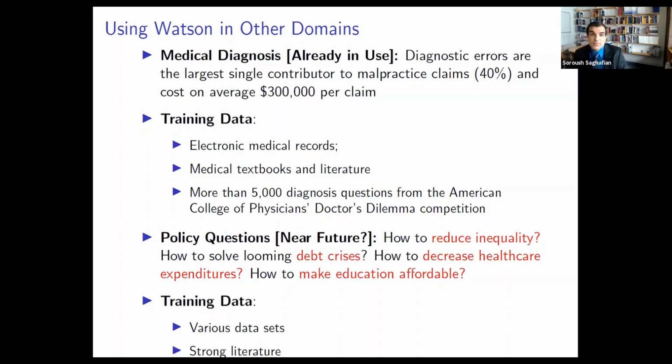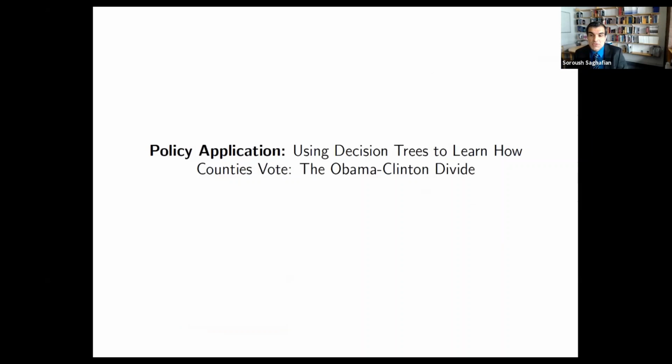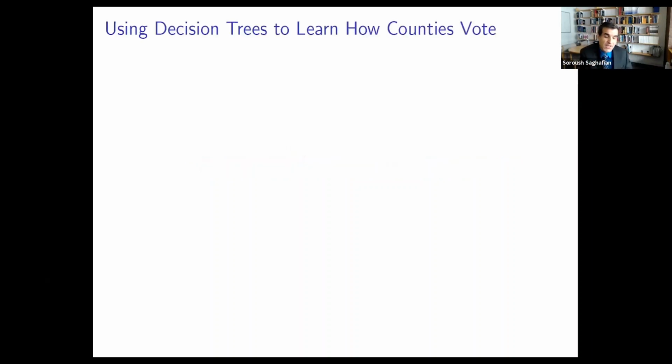So a huge opportunity for using these machine learning techniques to solve some of the big policy questions that we've been dealing with. I also want to show you another example, which uses these techniques, decision trees, to learn about how counties vote. And if you learn about how counties vote, you can do a lot for your campaign and for other factors.